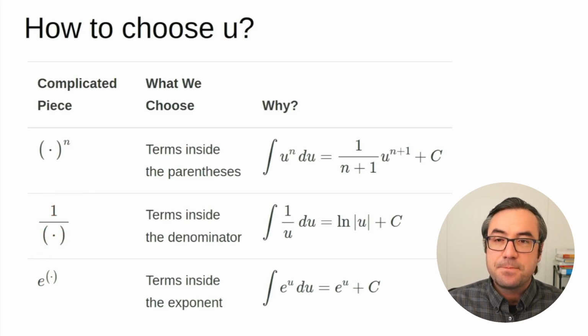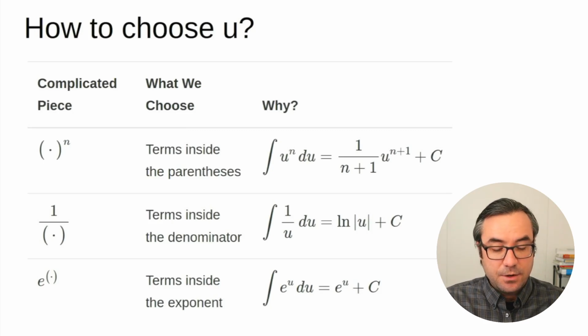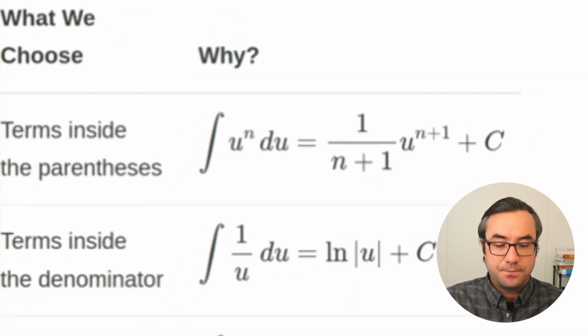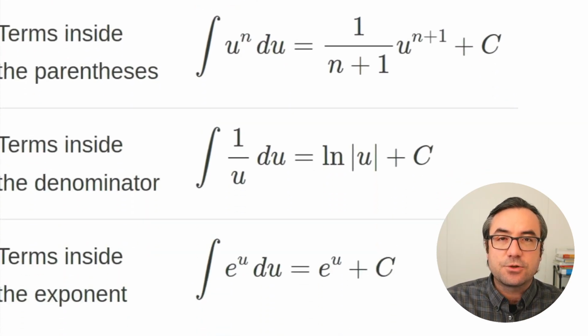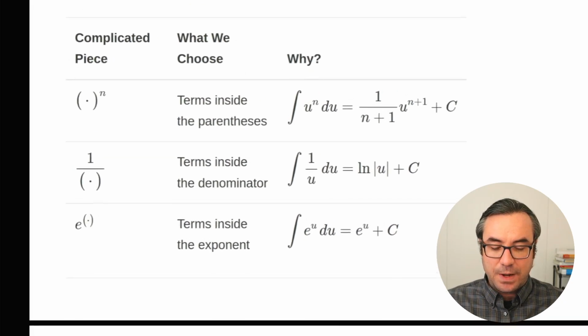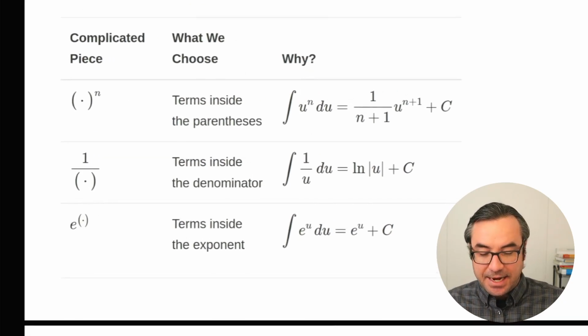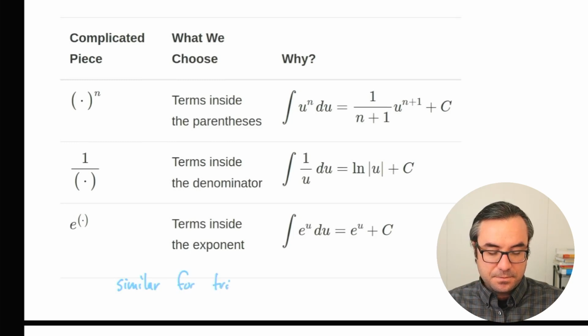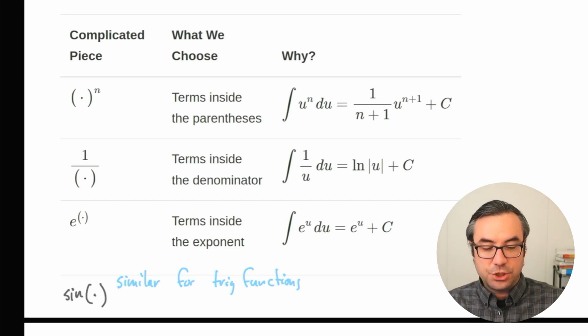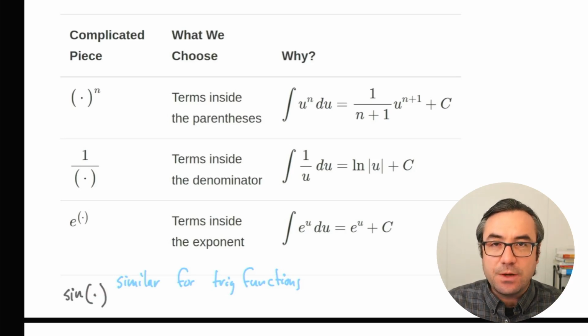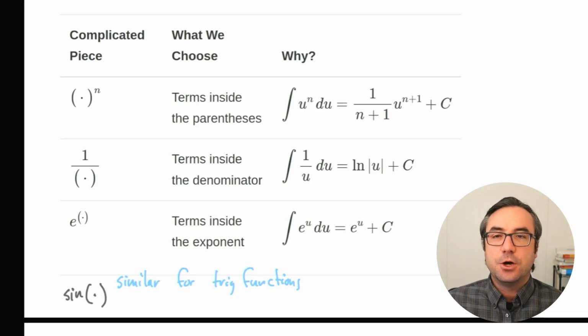It all comes down to these basic antiderivatives that we've seen. When we have u raised to the power n, we get to use the power rule. When we have 1 over u, we get to use the natural log one. And if it's e to the u, then it's all nice. There are similar things for trig functions as well. So if I had sine of a whole bunch of stuff inside the parentheses, then I'd let u equal the stuff that's inside the trig function.